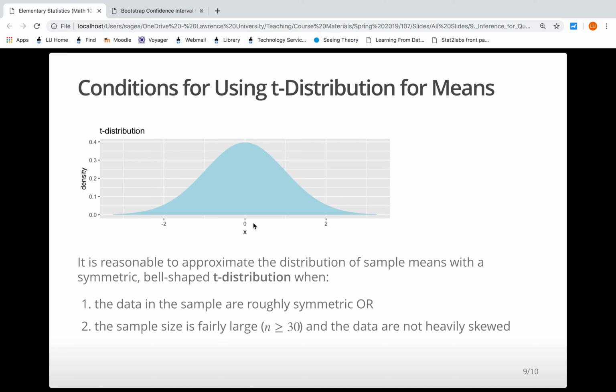In fact, if you look at the picture, you probably wouldn't be able to tell it apart from what we've seen before. There's a little bit more area out in the tails and less area in the center of a T distribution, but that distinction is unimportant here. For our purposes, it's reasonable to approximate the distribution of sample means with a T distribution as long as our data are roughly symmetric to begin with, or if our sample size is fairly large, say greater than or equal to 30. As long as our data are not heavily skewed.